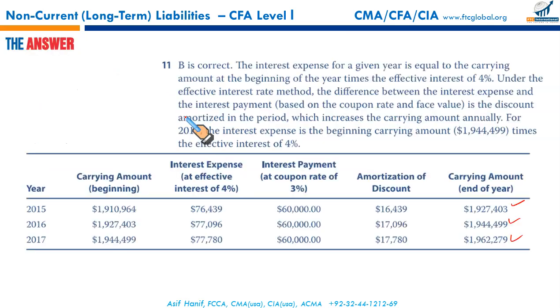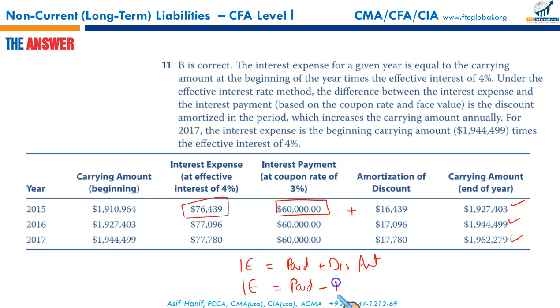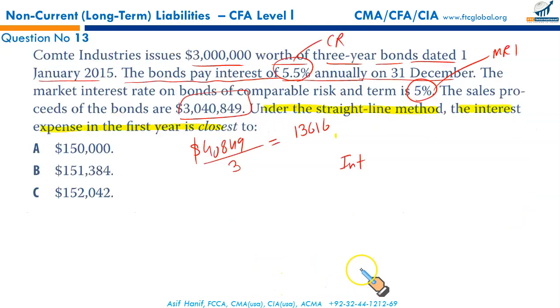This is the interest expense, this is the interest paid, and this is the amortization of discount. In case of discount amortization, your expense is equal to paid plus discount amortized. But if it's a premium bond, there will be a change. Interest expense is equal to what you have paid minus premium amortized in that year. So interest expense is paid plus discount amortized in case of discount, and paid minus premium amortized in case of premium. That's what you're going to do in this question.